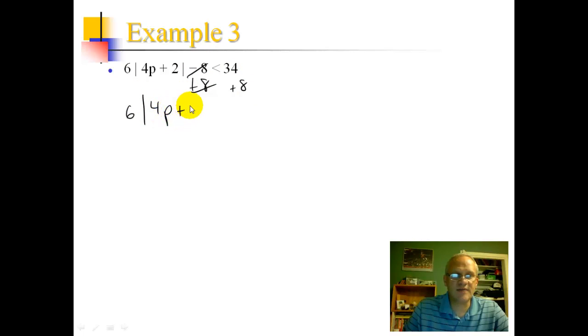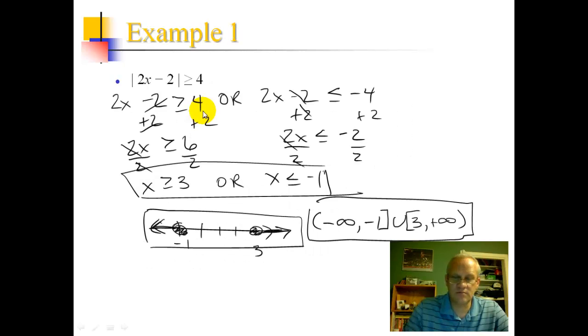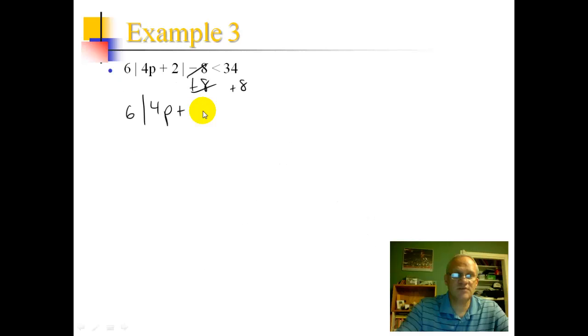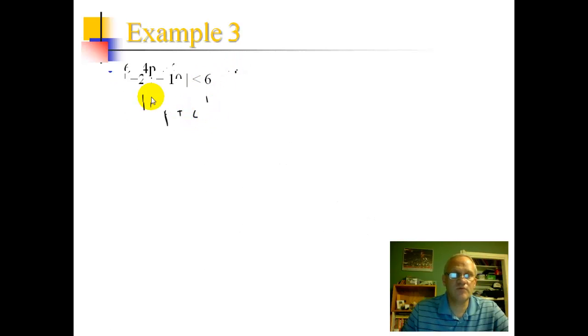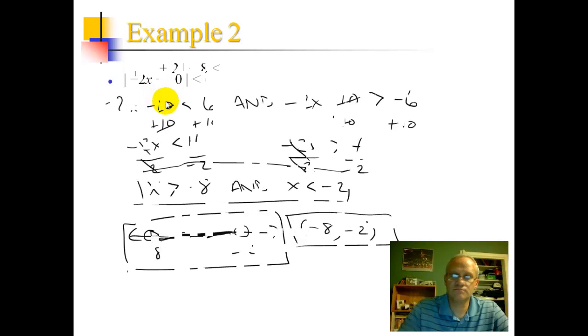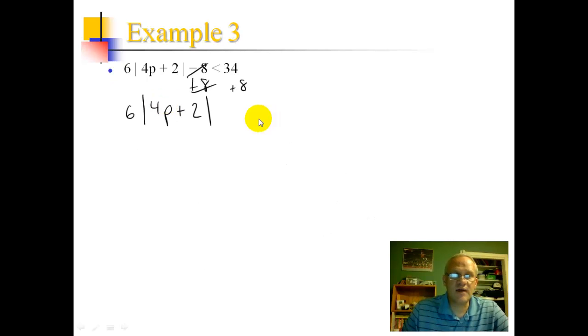Remember, we will not distribute the 6 here through the absolute value bars. And then 34 plus 8 is 42.